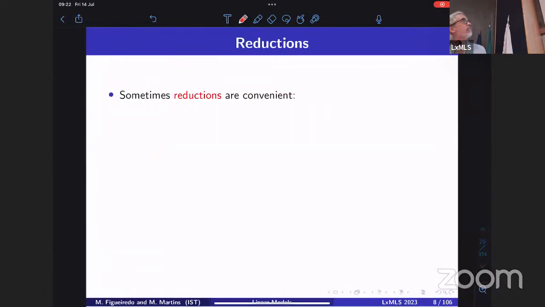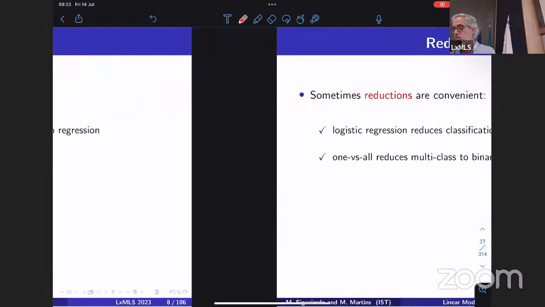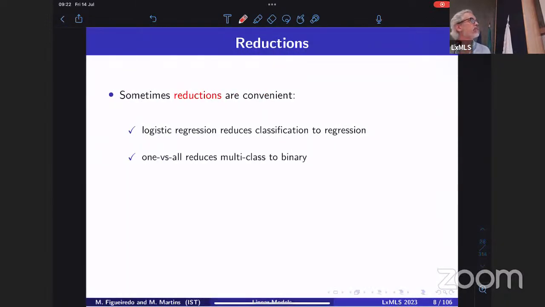Just a few words about reductions, what we mean by reductions. Reductions are ways of reducing a problem to another easier problem, or simpler problem, or more convenient problem. So for example, logistic regression, which you will see, reduces classification to regression. Classification is the problem of determining the class of an object, but in logistic regression and other techniques, rather than determining the class, we predict the probability of each class. If it's a probability, it's a number. If it's a number, it's regression. And so logistic regression reduces classification to regression, and regression is sort of simpler in some sense. So one versus all reduces multi-class to binary. I'll come back to this later on. I don't want to spend a lot of time here.